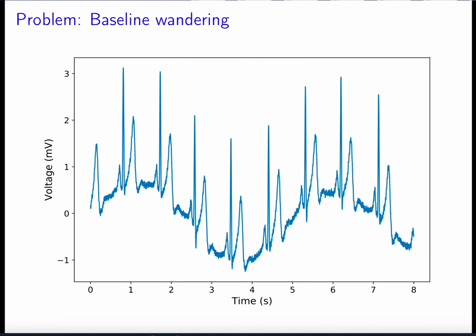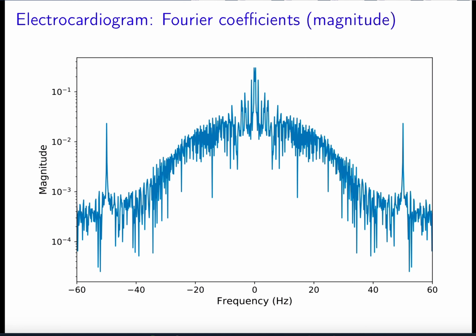But instead, we're showing them a signal that does this, at a much slower frequency than the heartbeats. And this is called baseline wandering, and it's due to the equipment that was used to measure the signal. So these slow fluctuations have nothing to do with heart activity, and therefore we would like to eliminate them. When we look at the Fourier coefficients, we know that the culprits are going to be low frequencies, right? Because this is something that varies very slowly.